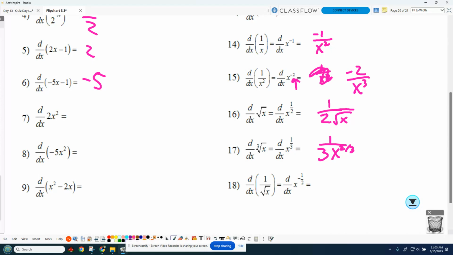Ugh. Monica, 18. So multiply by the power, and now lower the power. So -1/2 minus 1, x to the -1/2 and minus 1, 3/2. Okay? Derivatized. Okay, that's all the things.